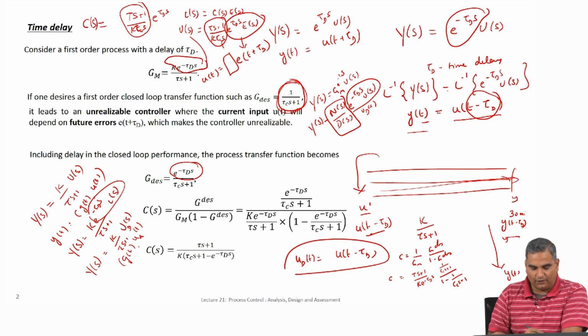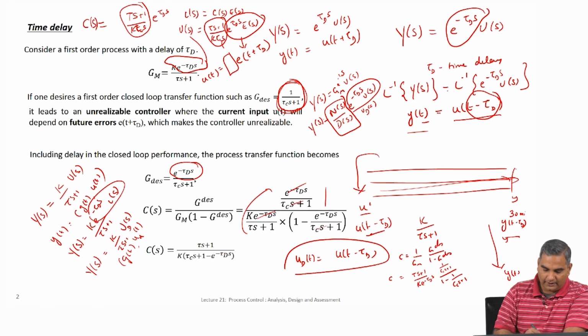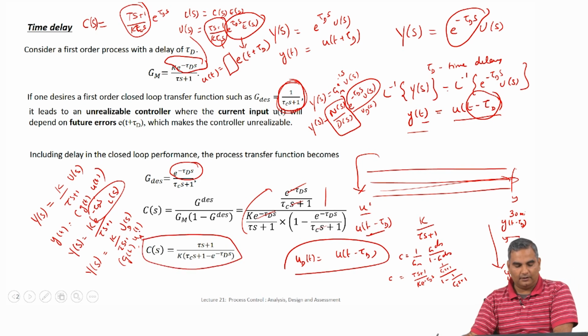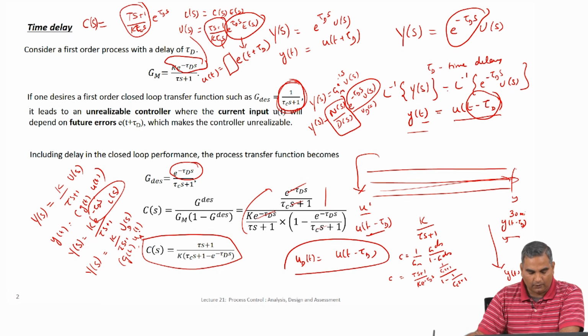Anyway, we know this formula, we have used this many times, g desired by gm times 1 minus g desired. So, I put this g desired, I have this gm equal to k e power minus tau d s over tau s plus 1, and I have this. Now, this and this will get cancelled, and this will get cancelled, and this will be tau c s plus 1 minus e power minus tau d s in the denominator, and this will go to the numerator, and then you will get your controller as tau s plus 1 divided by k times tau c s plus 1 minus e power minus tau d s. So, this is the controller that we define for a time delay systems.